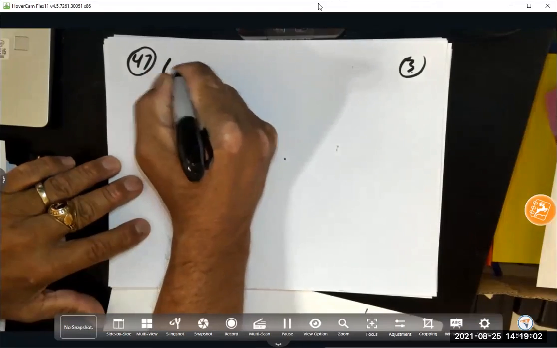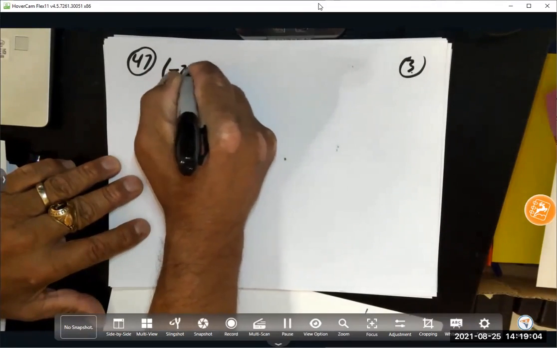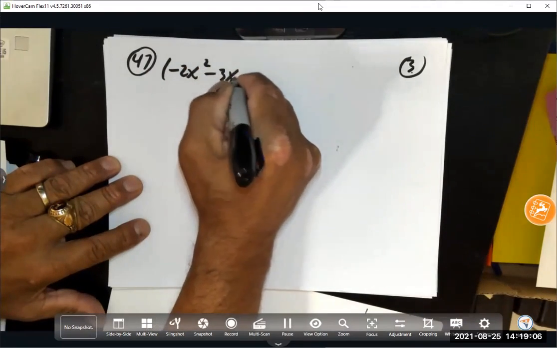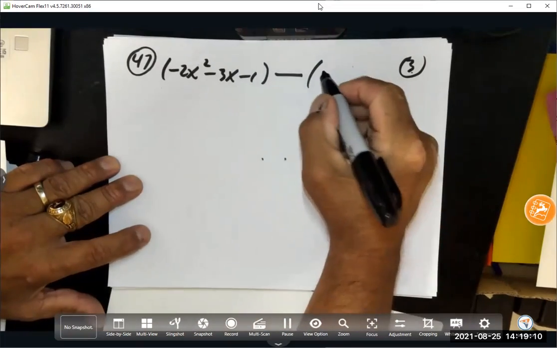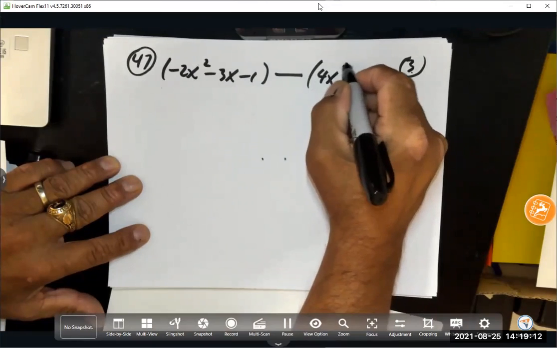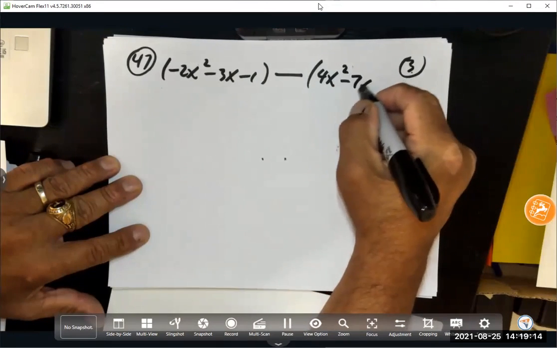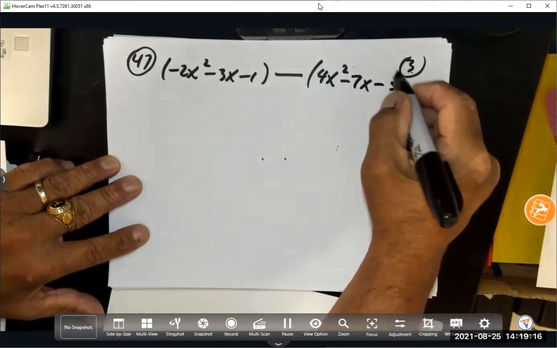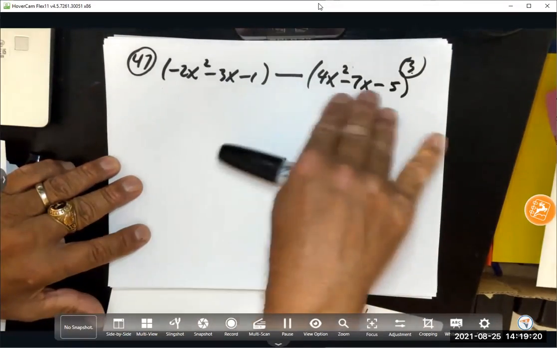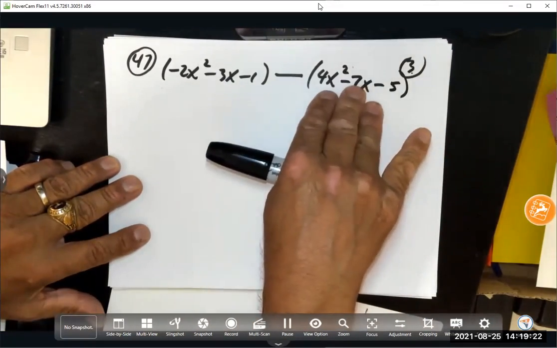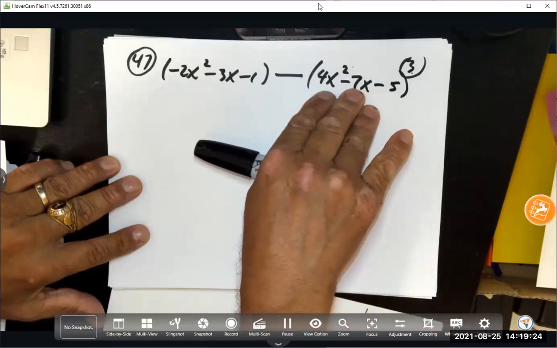So let's say I'll do it with a minus sign. You have negative 2x squared minus 3x minus 1 minus, and I'm going to put a minus again just because that's the hard part to do. 4x squared minus 7x minus 5 or something. There you go. So now, because there's a minus, is it going to change all of these? Yes.